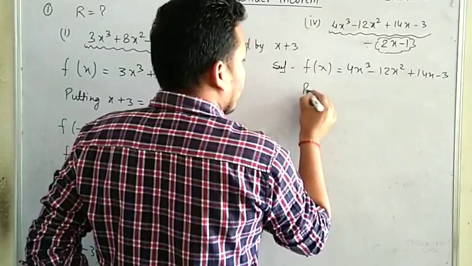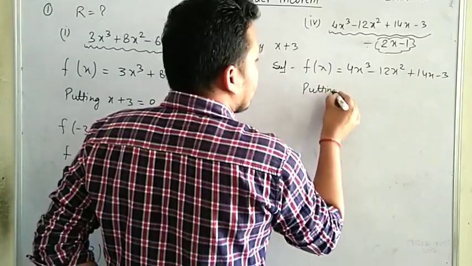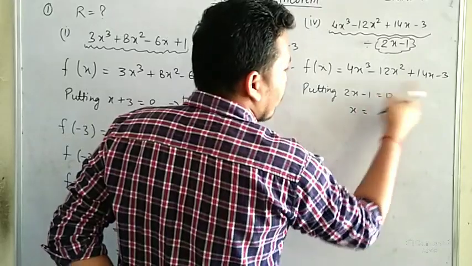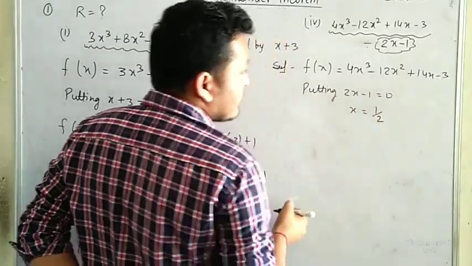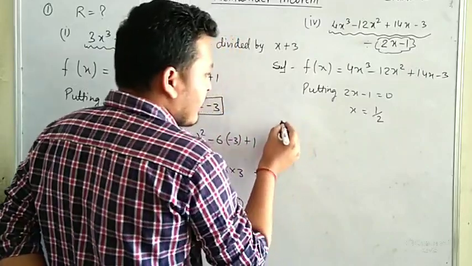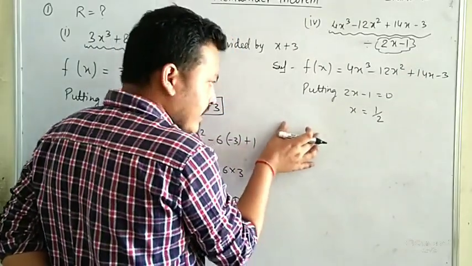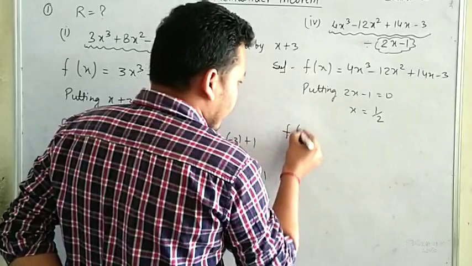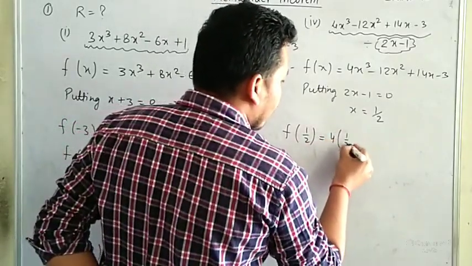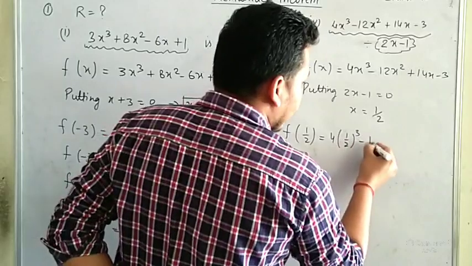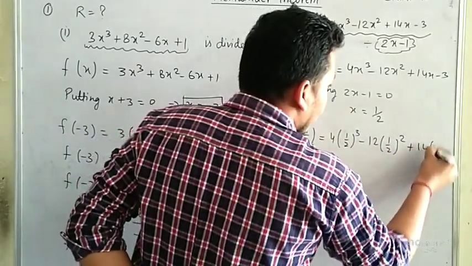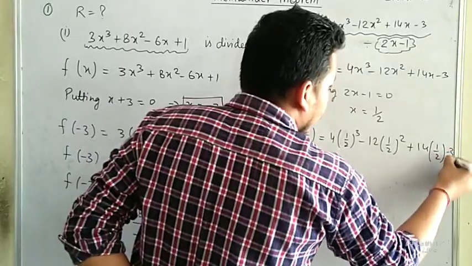So putting 2x minus 1 is equal to 0, so x is equal to 1 by 2. Then here we will solve. We can write using the remainder theorem. f(1 by 2), what is the value of x? 1 by 2 is equal to 4 into (1 by 2) cube minus 12 into (1 by 2) whole square and 14 into 1 by 2 and minus 3.